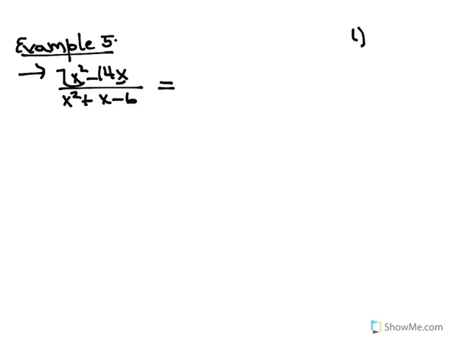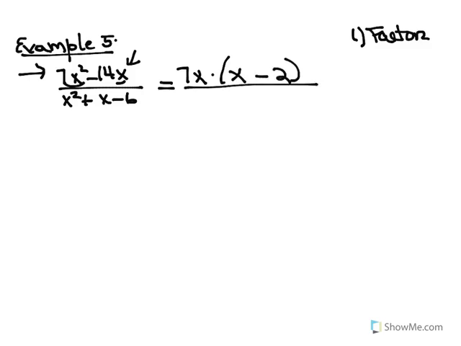can factor, right? Factor the numerator and the denominator. So let me factor at the top. I think I have a common factor of 7x that multiplies x minus 2. Correct? The denominator is a trinomial, so I'm going to have two binomials, and I need two numbers that multiply give me negative 6. So they're going to have different signs since the number is negative. Added give me positive 1.